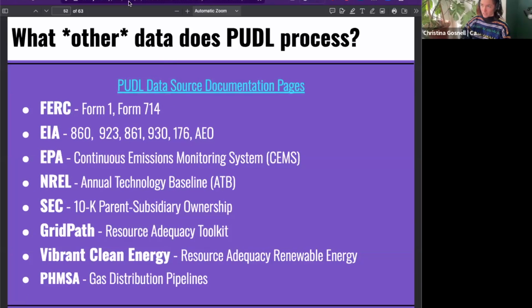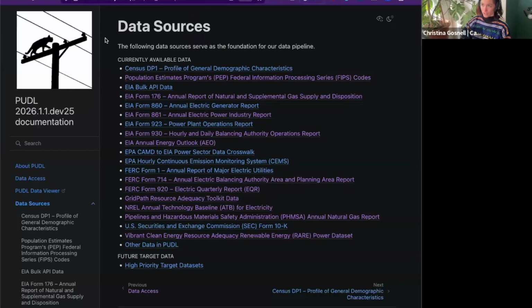It is this link in the file, but it's also just docs.catalyst.coop/PUDL, and it's the data source page. Great. This is basically the list of data sources that we process and republish in PUDL. I'm not going to go through this list in alphabetical order as it's here. I'm going to try to clump the categories together.